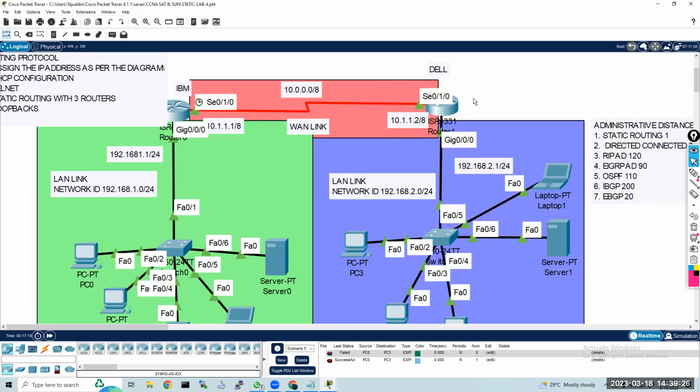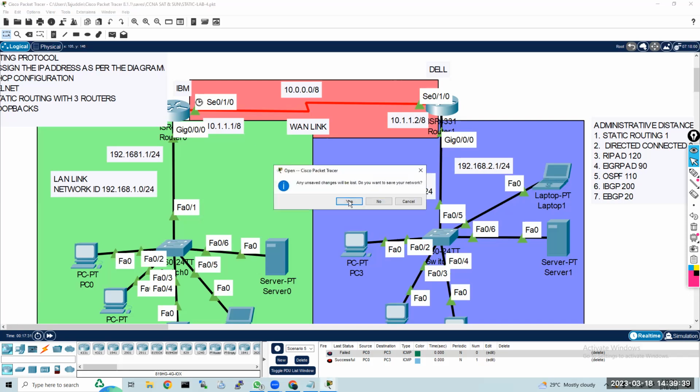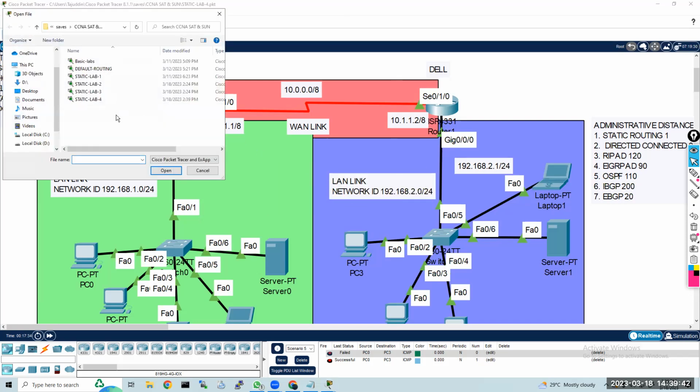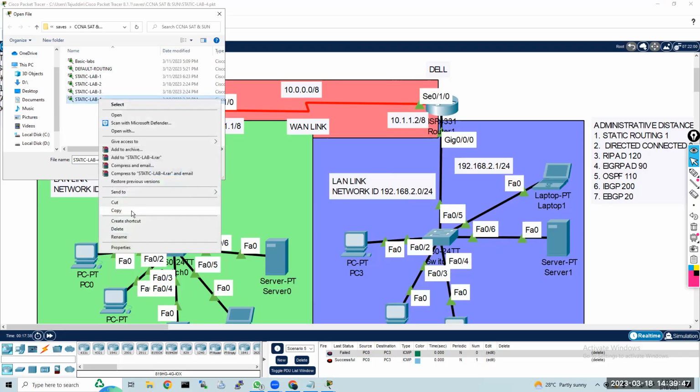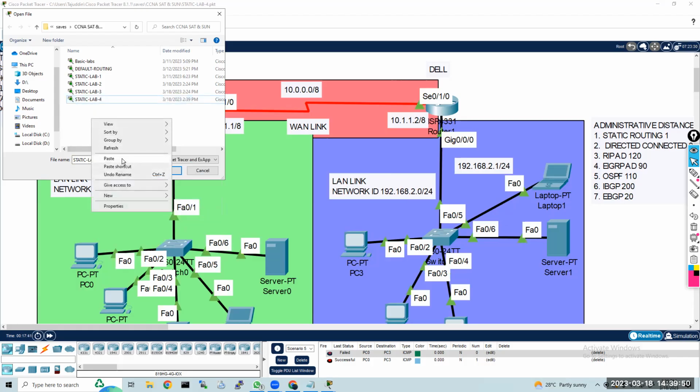So can I go for the next lab, the RIP lab, now? Let me save this. I think last week we did that, so today we'll do the new lab. Okay, so what I will do, same lab, RIP lab 1.